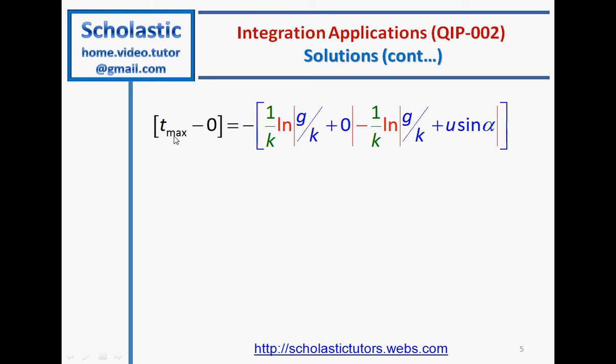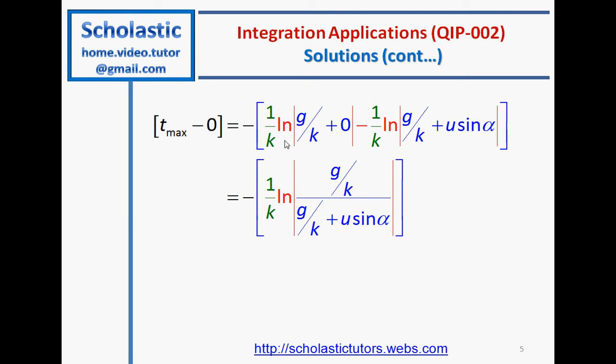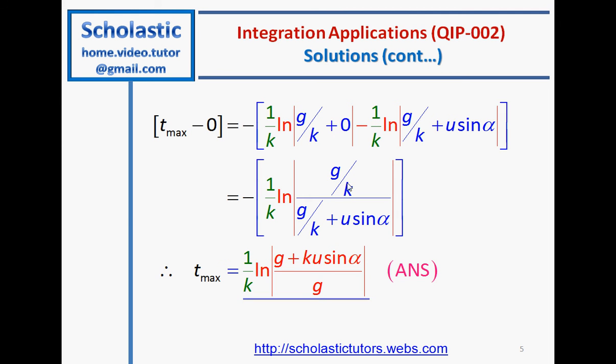Basically you can substitute the limits of integration, Tmax minus 0, and then we have to substitute the velocity: the final velocity is 0, the initial velocity was u sine alpha. When you substitute those two values and take it into one equation, you get 1 over k ln of g over k, and this negative sign will bring this term to the denominator, and negative of that. So since it's negative, this term can be inverted. Basically g over k will come down and g over k plus u sine alpha will go up, and this is the final answer to this question.